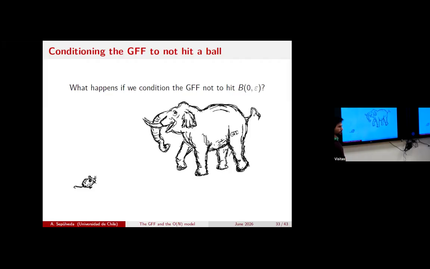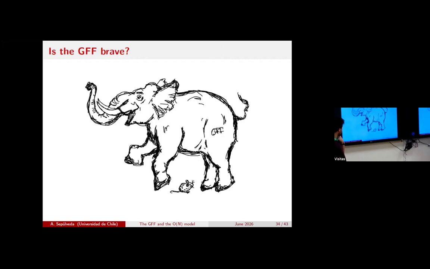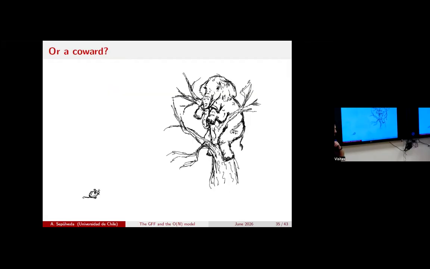So then there are different possibilities. This is what we studied, and when we started, we were wondering what the possibilities were. Either the GFF doesn't care: why would you care? There's a small mouse just running around there, so you just ignore it, and you are not paying a big price. The second is that the GFF gets scared, so you try to not be close to the mouse. So is the GFF brave or a coward? And actually, it happens that the GFF is a coward.